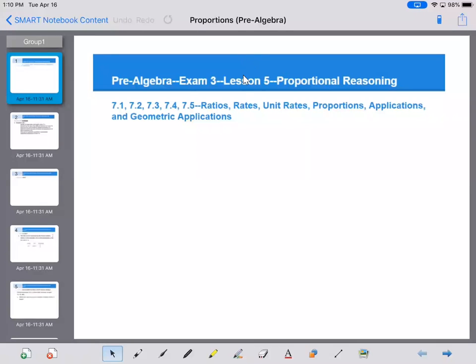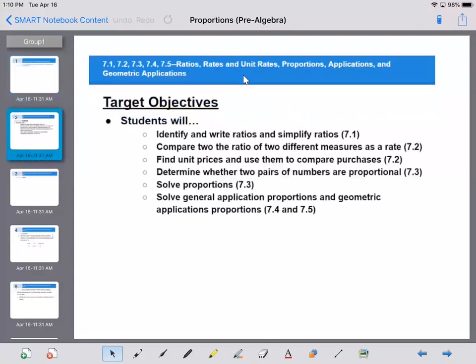So in this video, we're going to look at ratios and rates, unit rates, proportions, and different geometric applications where we'll use proportions to find different side lengths, etc. And then you can see here the student objectives. All right, so let's begin.